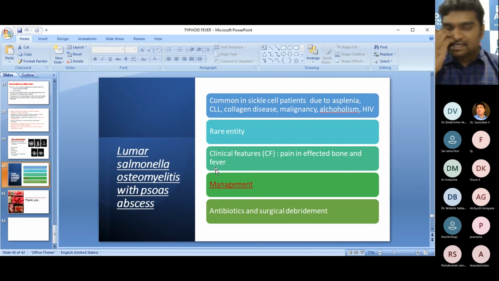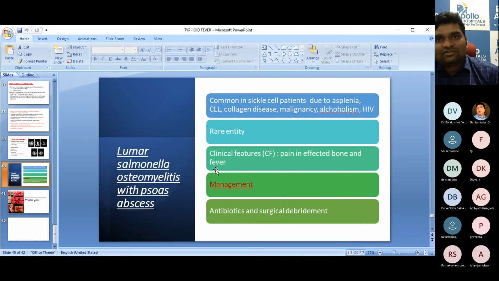The other complications are like septic arthritis. Septic arthritis has the same management. Antibiotic management is the third generation cephalosporins, depending on the condition, and surgical debridement, in septic arthritis and also psoas abscess and other complications.